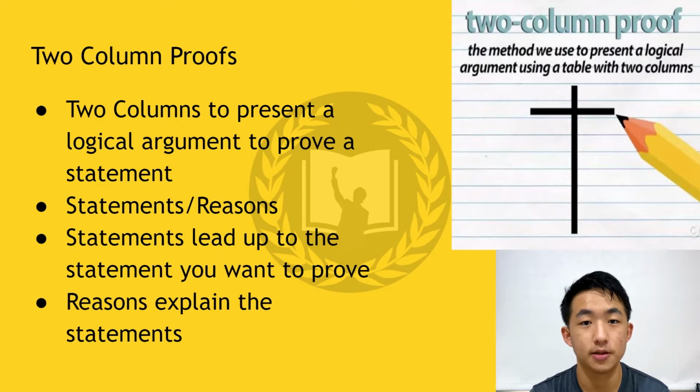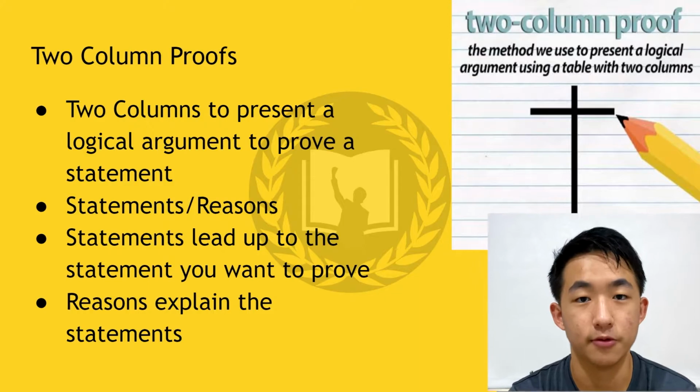Our next topic is the concept of a two-column proof. In the Geometry with Proof course, we use two columns to present a logical argument to successfully prove a statement. The two columns contain statements and reasons. Statements are listed out in order and eventually lead up to the final statement that you want to prove. Reasons, on the other hand, explain the statements. We'll be getting into this a bit later, and I'll show you guys a couple of practice problems to help you have a better understanding of two-column proofs.